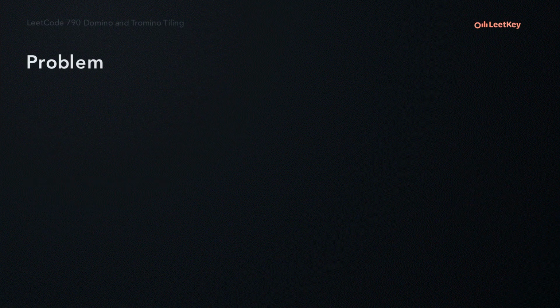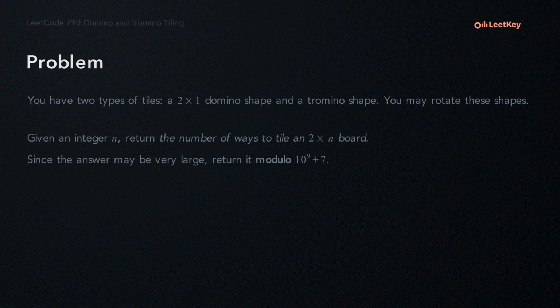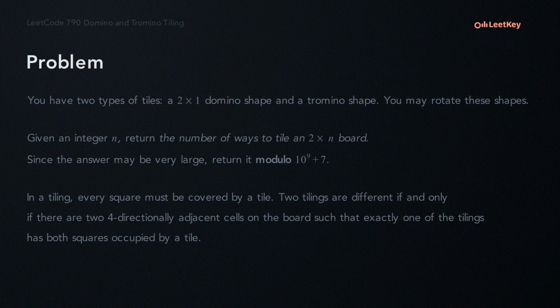The problem states you have 2 types of tiles, a 2x1 domino shape and a Tromino shape. You may rotate these shapes. Given an integer n, return the number of ways to tile a 2 by n size board. Since the answer may be very large, return it modulo 10 to the 9 plus 7. In a tiling, every square must be covered by a tile.